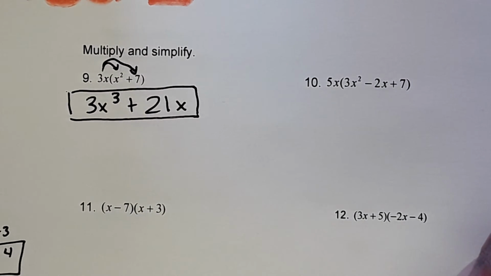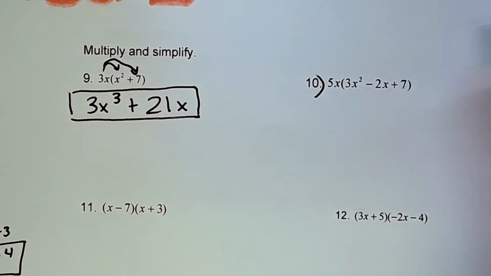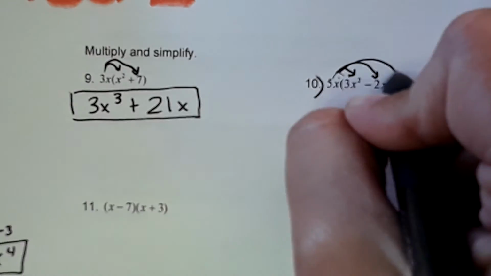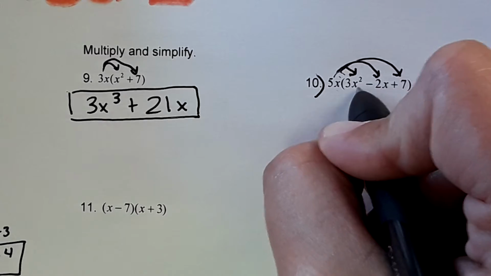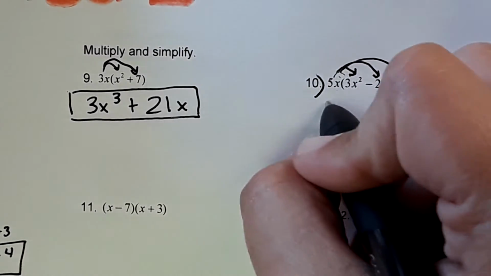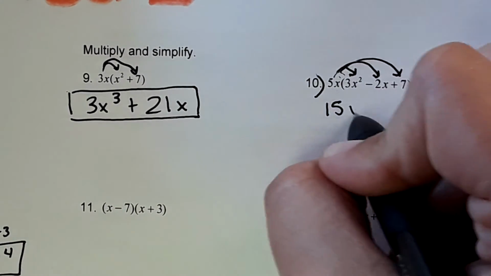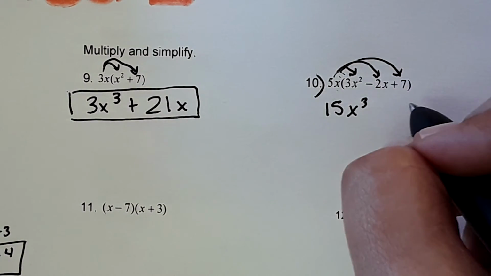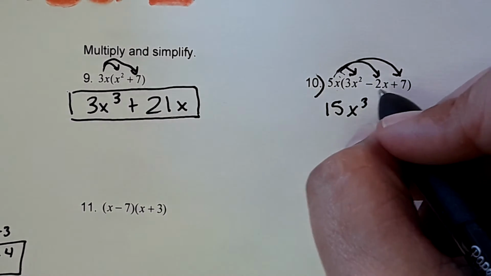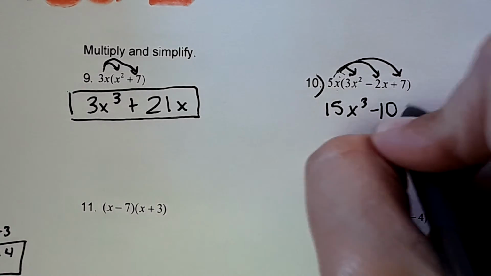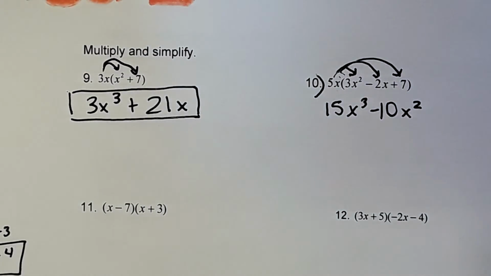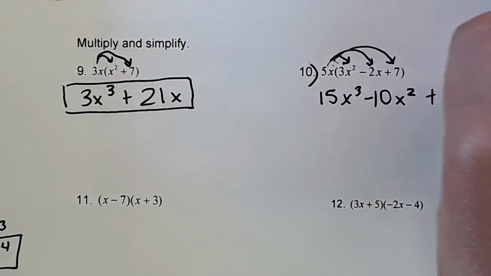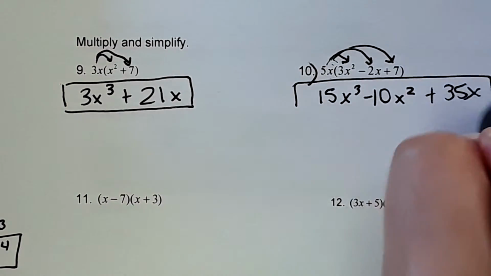Okay, now for 10. Doing the same thing, now we have to multiply this by all 3 terms. 5x times 3x squared. 5 times 3 is 15, and then x times x squared would be x cubed. 5x times negative 2x would be negative 10x squared. And then 5x times 7x would be 35x. And we just leave it like that.